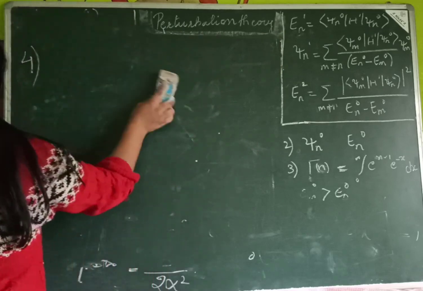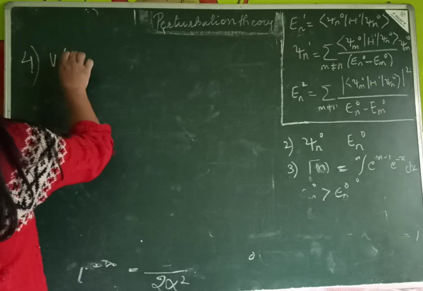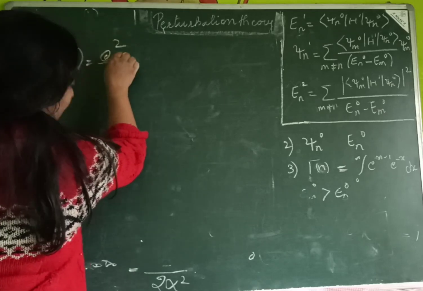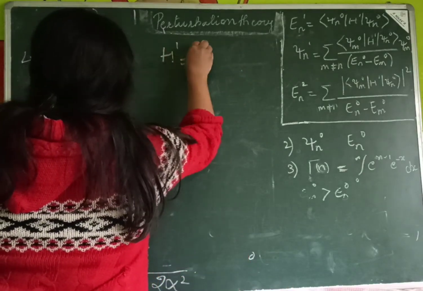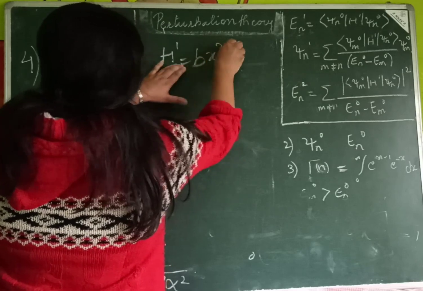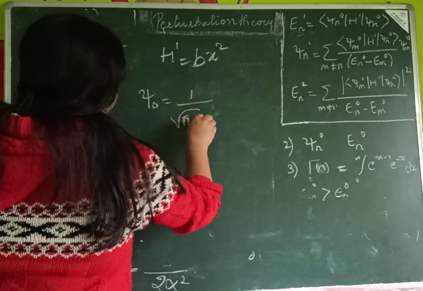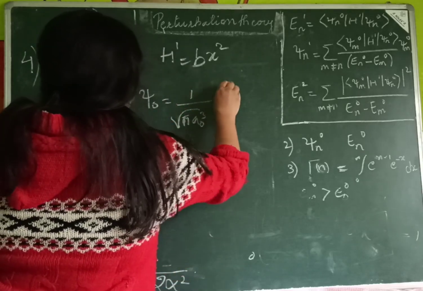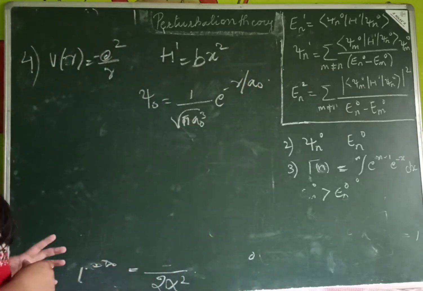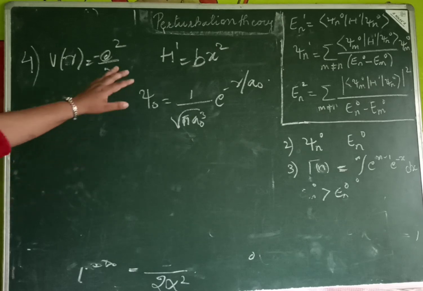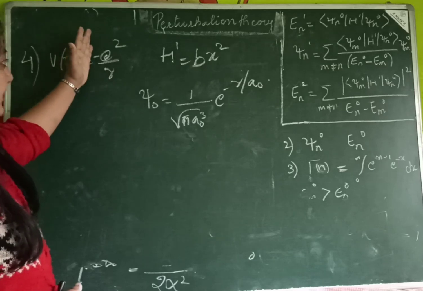And the fifth problem is a similar one, which you all can try. I am just giving you a hint. So V of r is minus e square by r. Again here H prime is bx squared, and psi naught is 1 by root pi a naught cube e to the power minus r by a naught. Okay, so a hydrogen atom problem is given, right? So you have perturbation bx square. You have your potential, this Coulomb potential, given as minus e square by r.